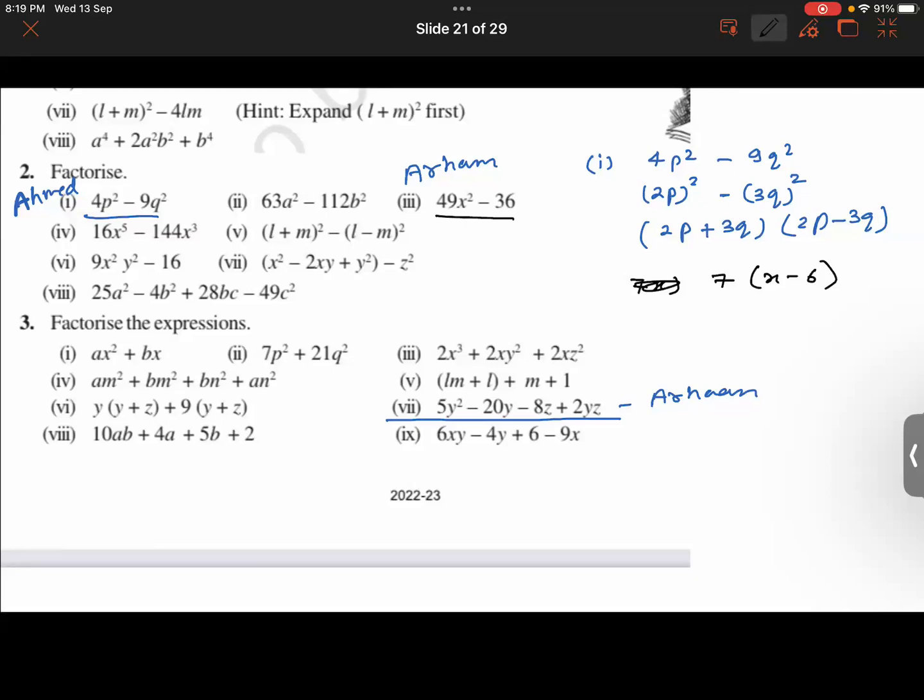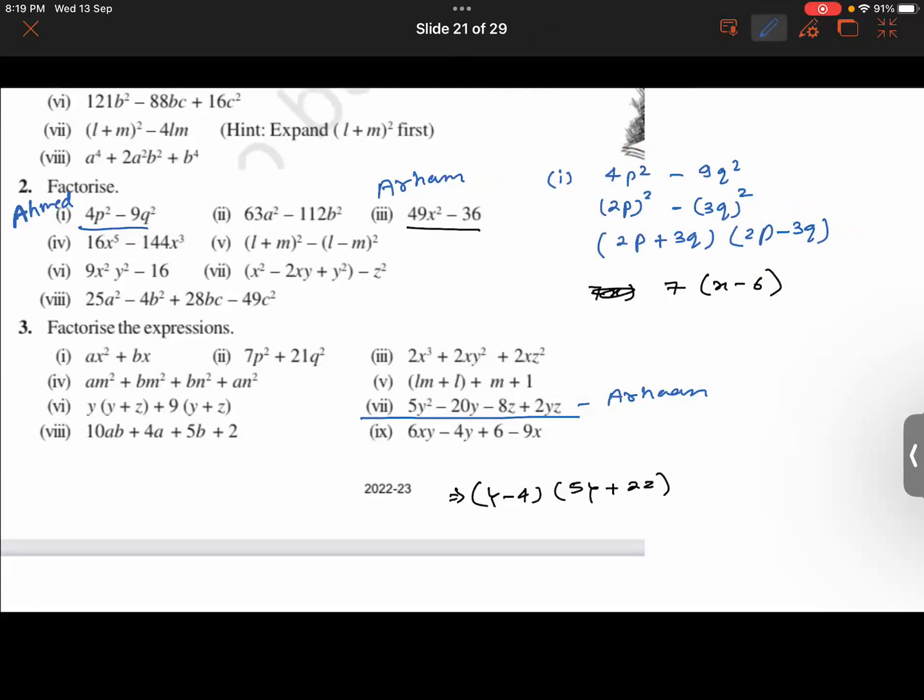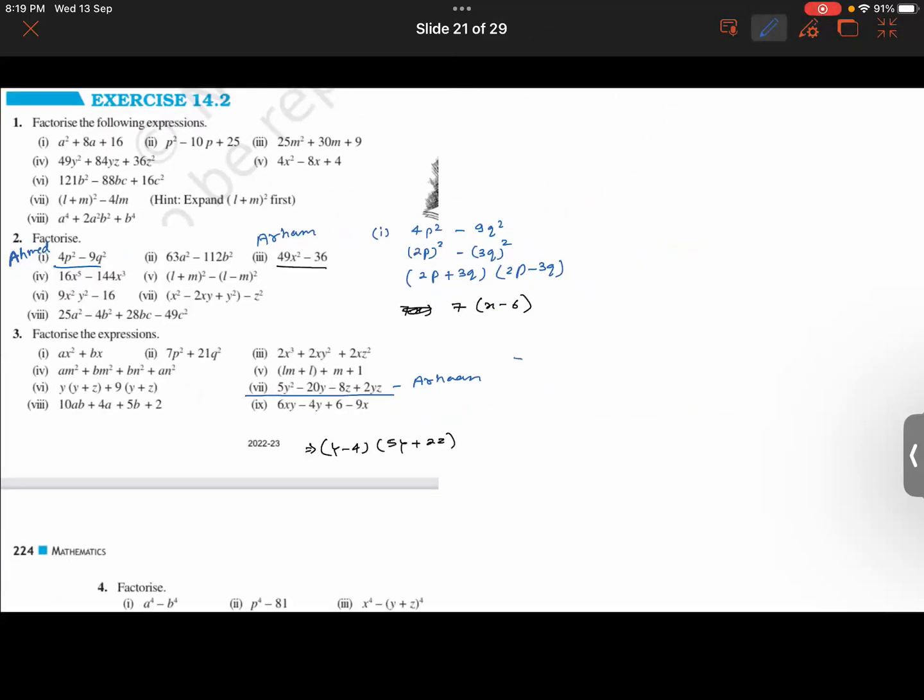Arhan, you tell me your answer. Y minus 4 multiplied by 5y plus 2z. Please repeat the answer. Y minus 4 multiplied by 5y plus 2z. Okay, let's check if it's correct or not. Y minus 4 into 5y plus 2z. Arham, while you are solving, let's discuss this one as well.